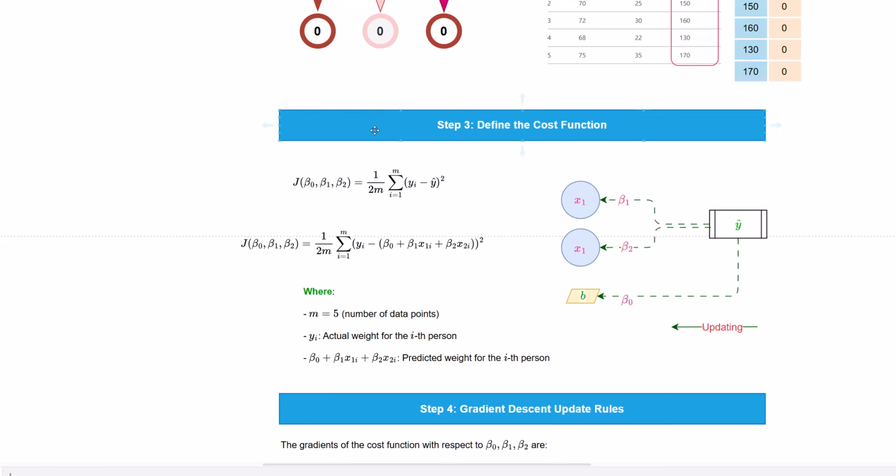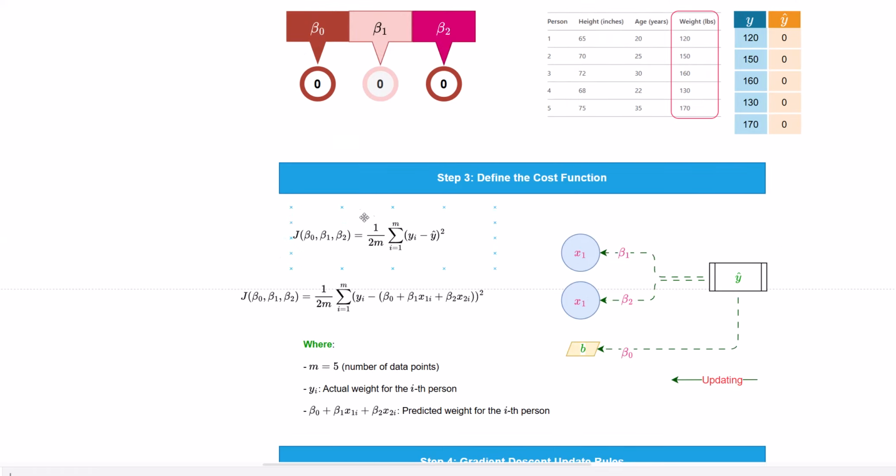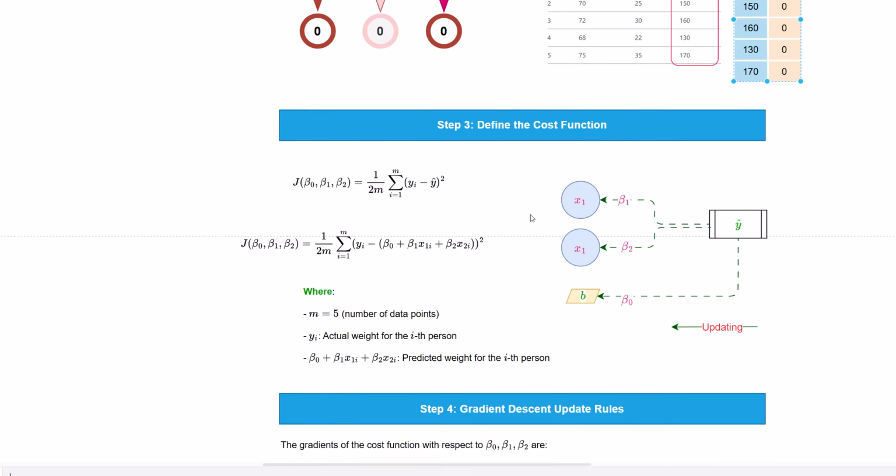Let's see how to calculate the cost function. It's 1 divided by 2 multiplied by m. M is the number of samples, which in my case is 5. And this is a summation from 1 to 5 of y minus y hat. It means y is this one, for instance, minus 0, right? And this is how to calculate it.